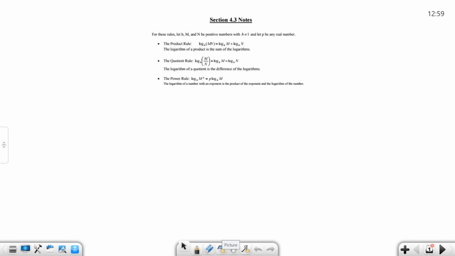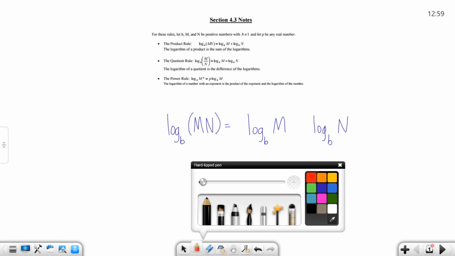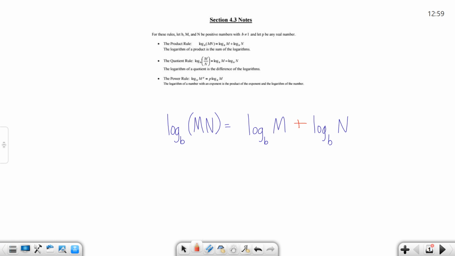Hey, in this section we're talking about the product rule, the quotient rule, and the power rule. The product rule says this: if you have the log of a product, you're going to break that into the log base b of m and the log base b of n, all on the same level. But the rule says when you multiply the terms, you add the logs.